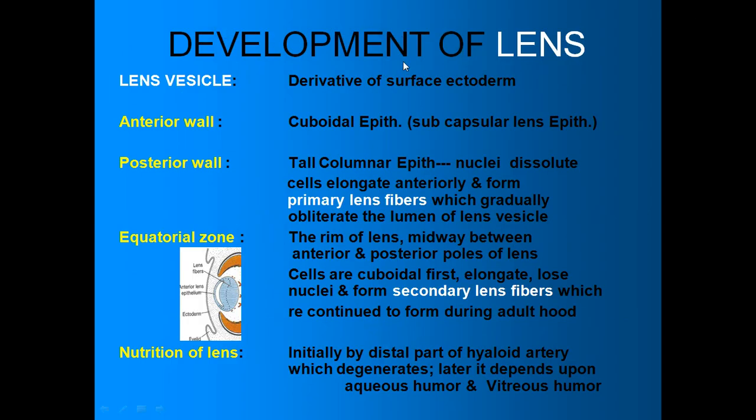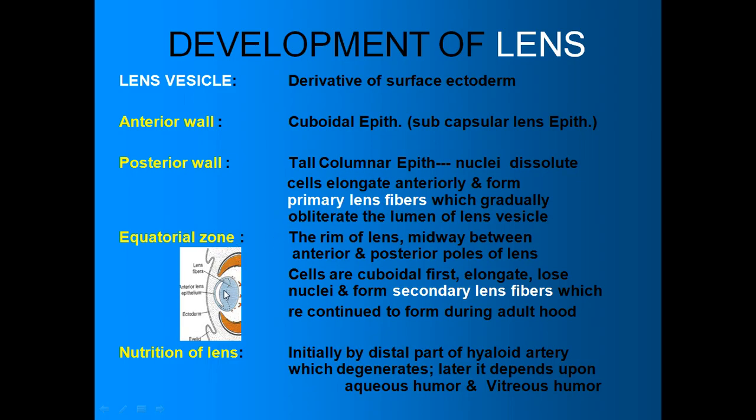Development of the lens is very interesting. It is derived from the surface ectoderm by a thickening called the lens placode. That lens placode will develop a depression called the lens pit and develops a cavity called the lens vesicle. So the anterior wall of this lens vesicle will not proliferate that rapidly. It will remain as cuboidal epithelium. The posterior layer will proliferate rapidly. It will elongate first to tall columnar, later it proliferates and gives rise to lens fibers. These lens fibers are called primary lens fibers.